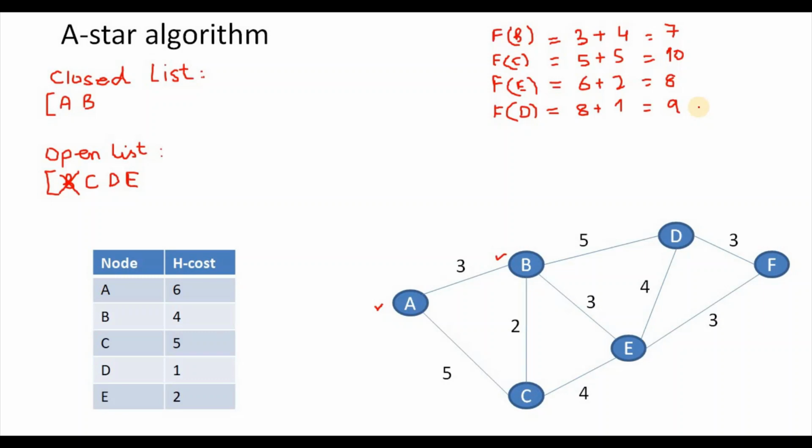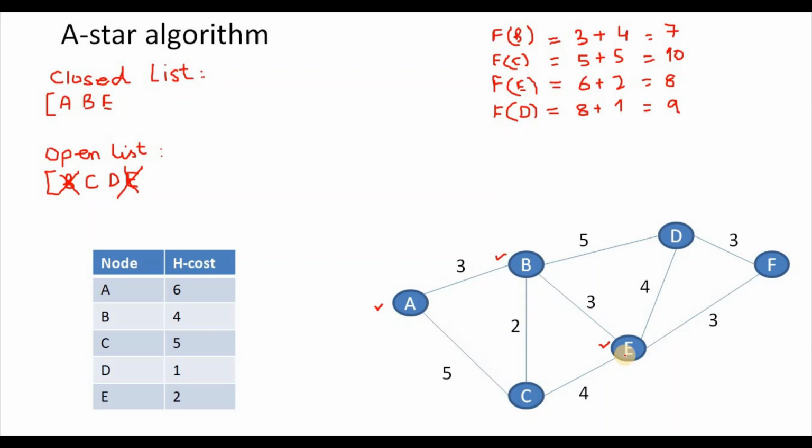Okay, so from here we see that in our open list, which node has the minimum F cost. Look at C has a cost of 10, E has a cost of 8, D has a cost of 9. So clearly E has the minimum F cost. So now what we do, we make E as our current node and we put it in the closed list here, E, and we remove it from the open list. So now we are at E, node E.